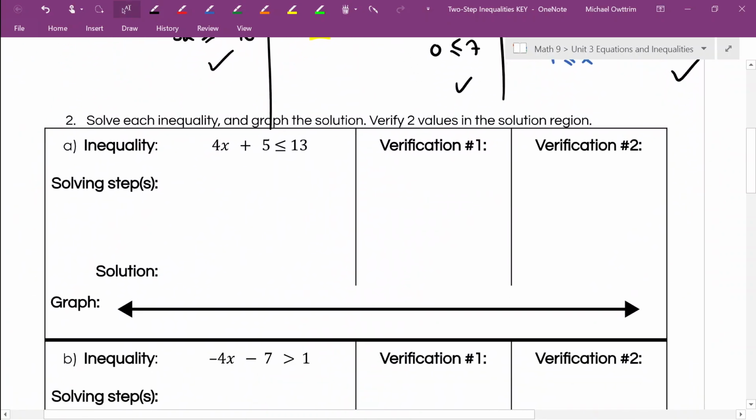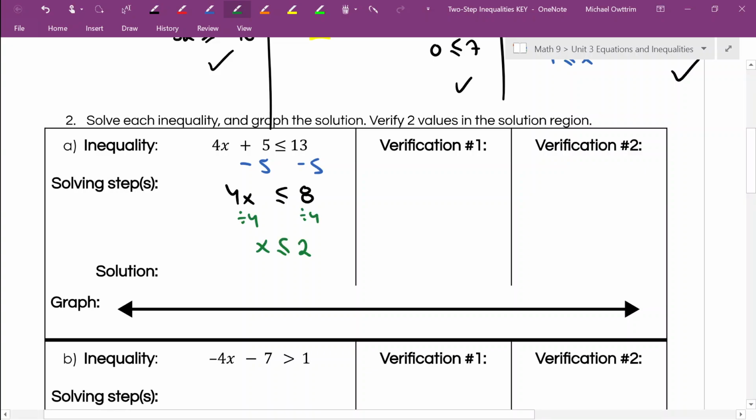In question 2, we have the same type of skills, but we're just doing a 2-step or 3-step or 4-step inequality based on our grade 8 steps still here. So question A, we've got 4x plus 5 is less than or equal to 13. We don't have any brackets or negative x's to cancel out here, so we'll undo our addition by subtracting 5 from both sides. That'll give us that 4x is less than or equal to 8. And we'll undo the multiplication by dividing both sides by 4, and we'll get x is less than or equal to 2.